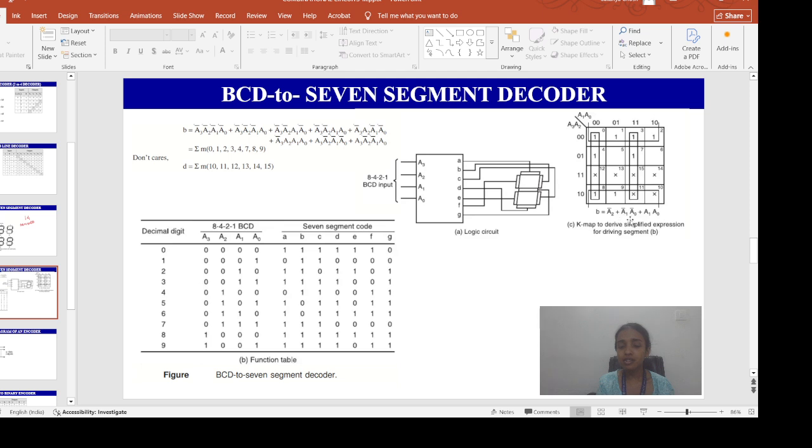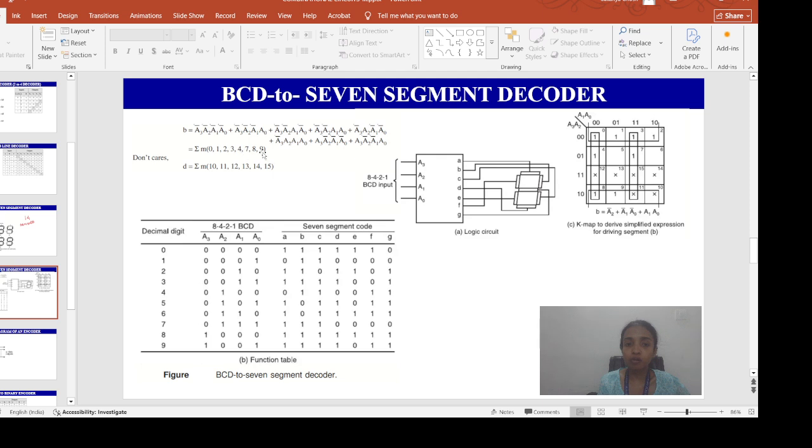For B, this is my K map expression. How is B coming? First we have to check for which input combinations B is 1: A3 bar, A2 bar, A1 bar, A0 bar. This is how these are written. We have to express in terms of the min terms.